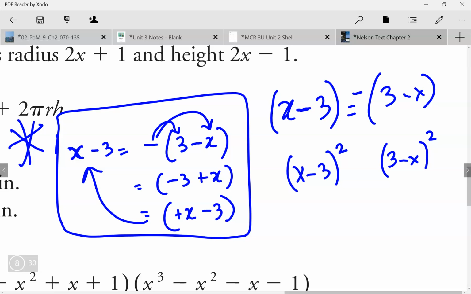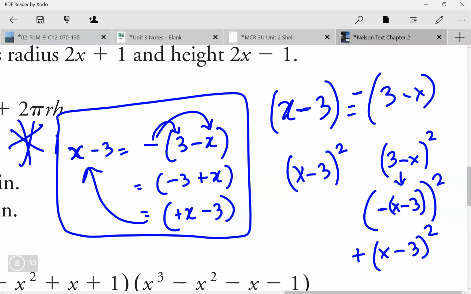So we note that 3 minus x is just negative of x minus 3, right? And now we square this. And what does that give us? So we know that this is negative of x minus 3 times negative of x minus 3, which is again just x minus 3 squared, but positive because the negatives multiply each other to give a positive. So we know that these things are equal to each other.